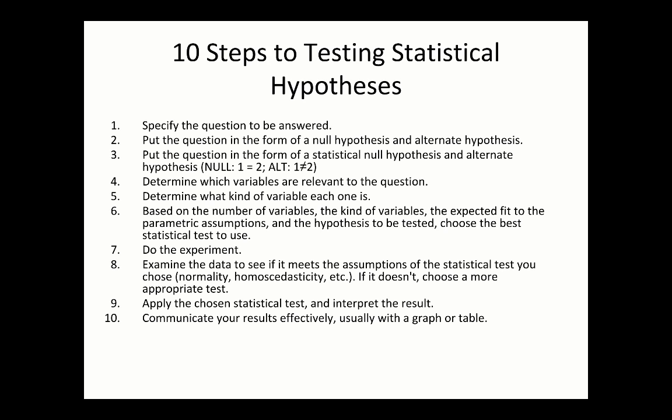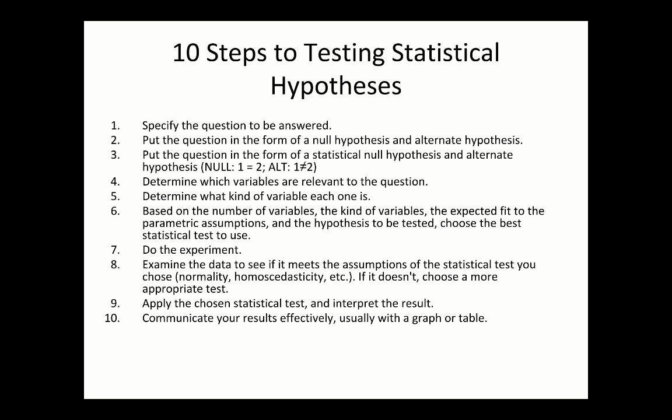The next step is putting the question in the form of a null hypothesis and alternative hypothesis. The format of the hypotheses depends on the statistical test you are conducting. Generally, the null states that things are the same. In our GRE example, the null hypothesis would be females and males have the same GRE scores. The alternative hypothesis states that things are different. For instance, females and males have different GRE scores. We could be even more specific and say that females have a higher GRE score than males.